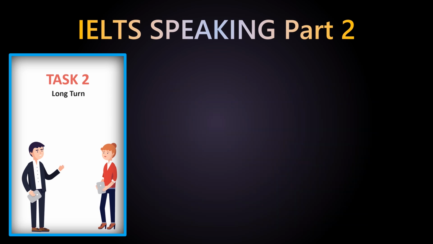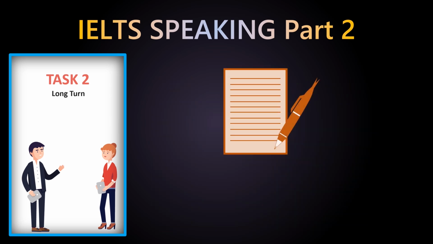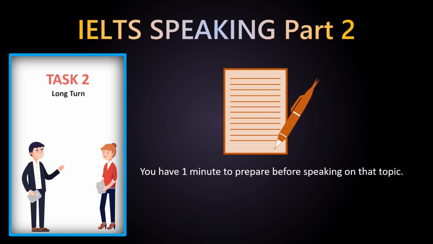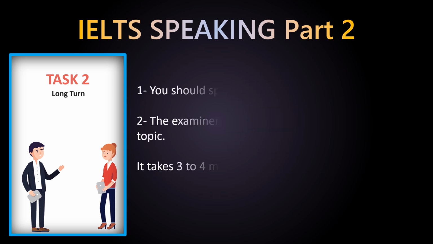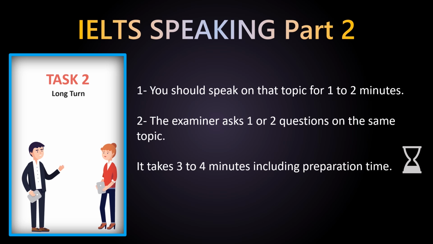Then the examiner gives a pencil and paper to the candidate to take notes on the topic, and the candidate has 1 minute to prepare before speaking on that topic. Then the examiner asks the candidate to speak for 1 to 2 minutes, and after that the examiner stops the candidate and asks 1 or 2 questions on the same topic. The second part takes 3 to 4 minutes including preparation time.